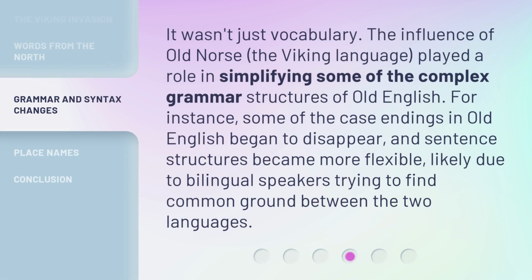It wasn't just vocabulary. The influence of Old Norse, the Viking language, played a role in simplifying some of the complex grammar structures of Old English. For instance, some of the case endings in Old English began to disappear, and sentence structures became more flexible, likely due to bilingual speakers trying to find common ground between the two languages.